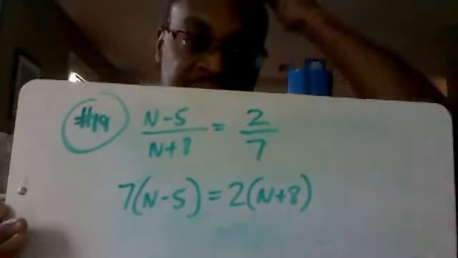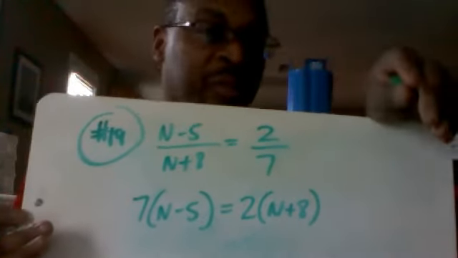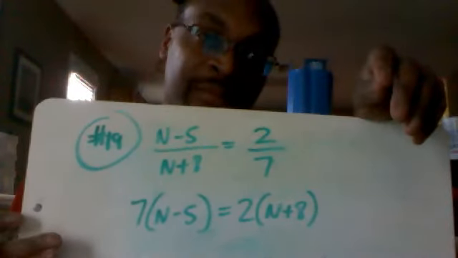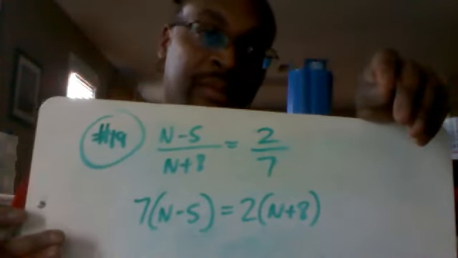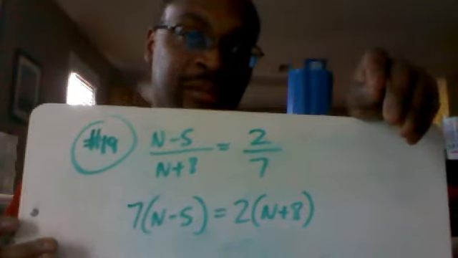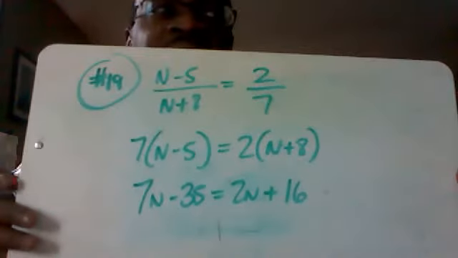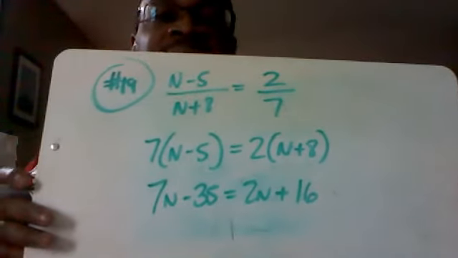I wrote them in parentheses because the next step will be to distribute the number outside the parentheses. So I'm going to do 7 times n, 7 times 5. Then I'm going to do 2 times n, 2 times 8. Alright, that will leave you with this simplified equation: 7n minus 35 equals 2n plus 16.